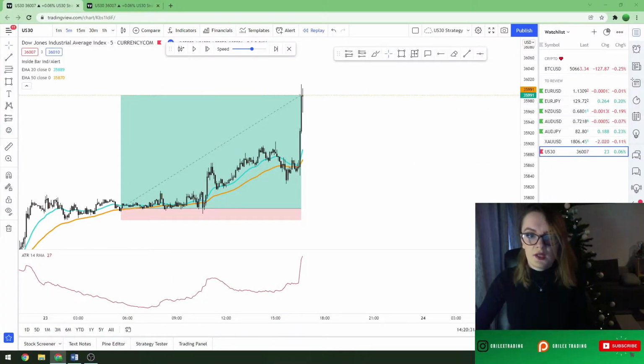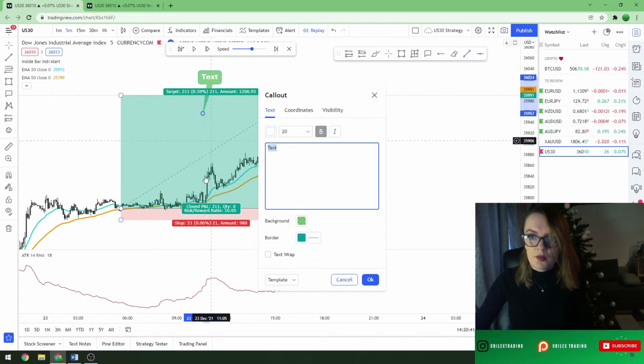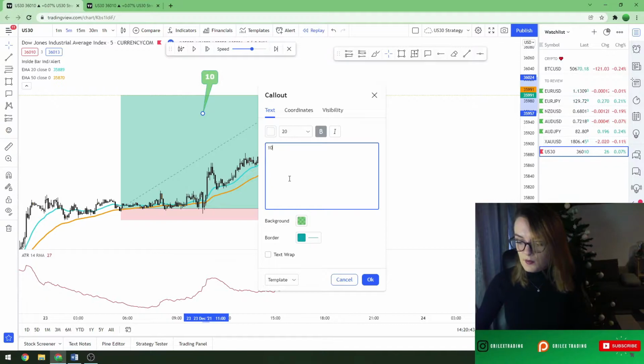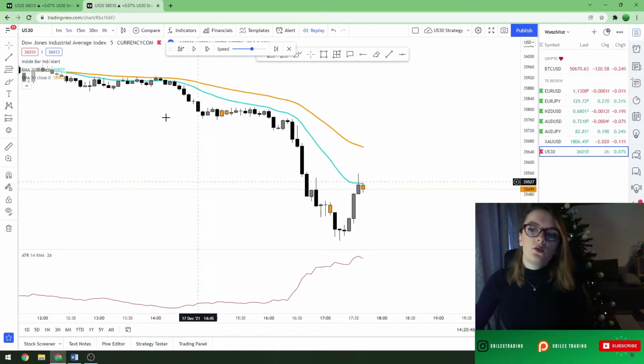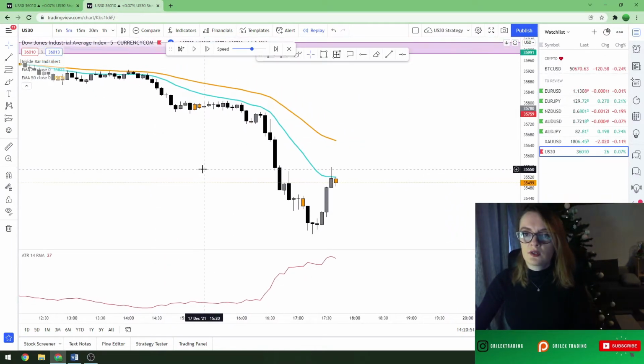Okay, now let's see an example for the sell entries, and then I will backtest this strategy and will share with you the results for 100 trades. Let me mark this profit here, 10.05% for this trade.